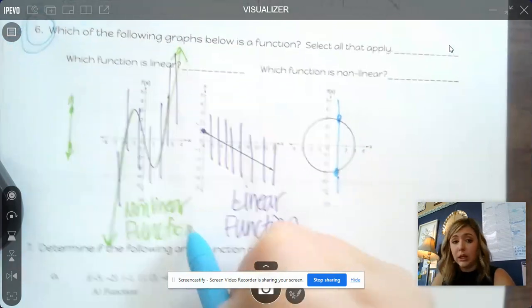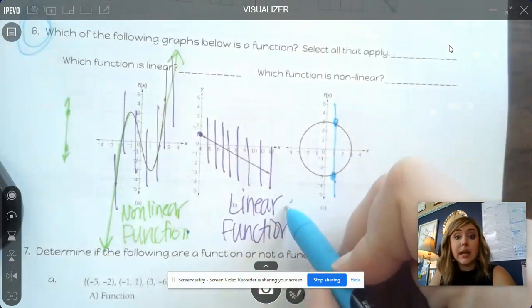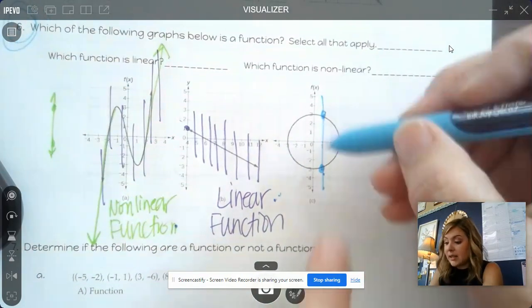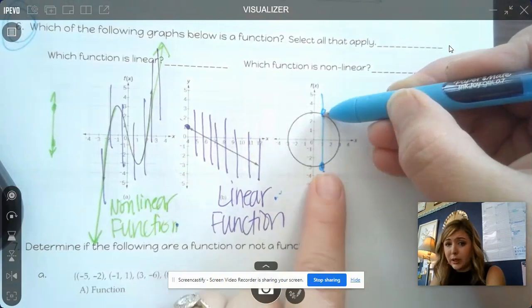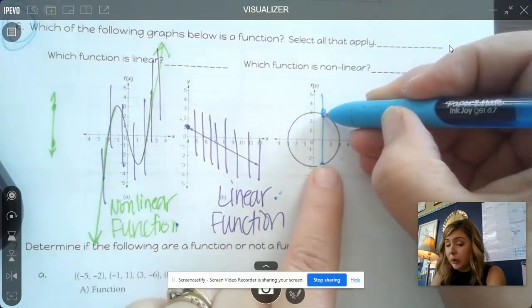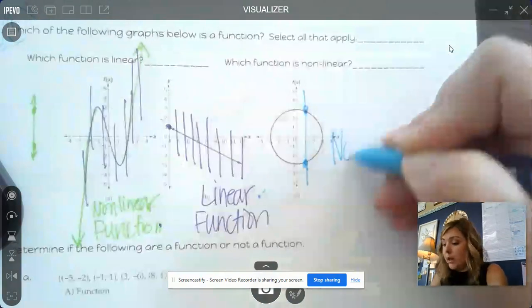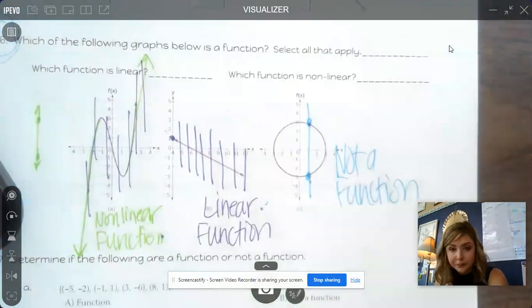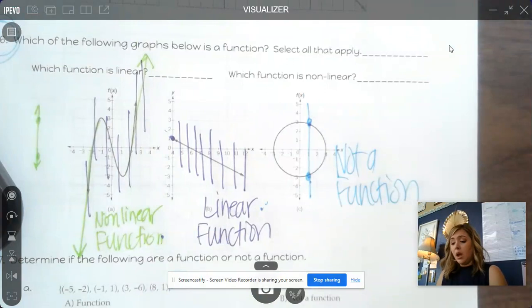This passed the vertical line test. It just wasn't a straight line. This passed the vertical line test and made a straight line. This is not a function at all. This has an x that has 2 different y's. So it has an input that has more than one output. So this is not a function at all. Okay? Again, pause if you need to write all those notes.